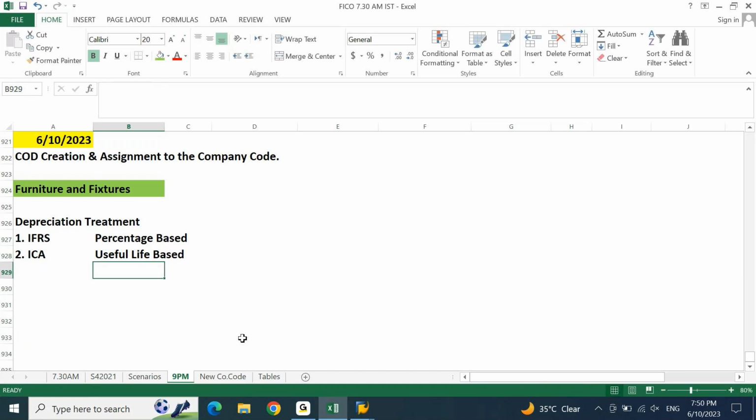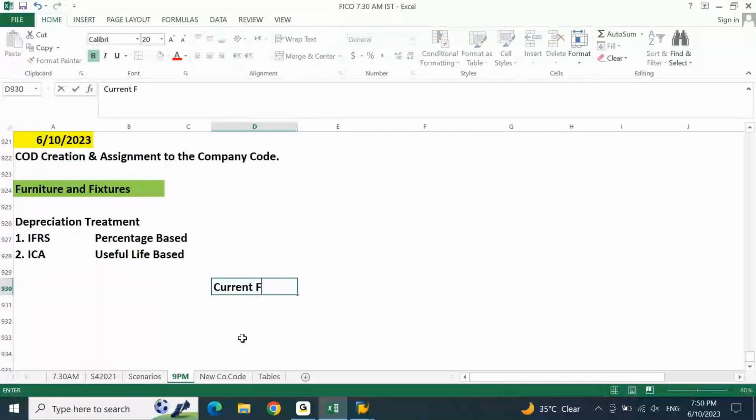Now, which year are we currently in? You're currently in which fiscal year? 2023. The current fiscal year is 2023, which means when you are configuring asset accounting, we are not talking about legacy data or data migration asset accounting. We are talking about straightforward asset accounting. Once you go live with your asset accounting, what is going to happen? That is what we are going to talk about now.